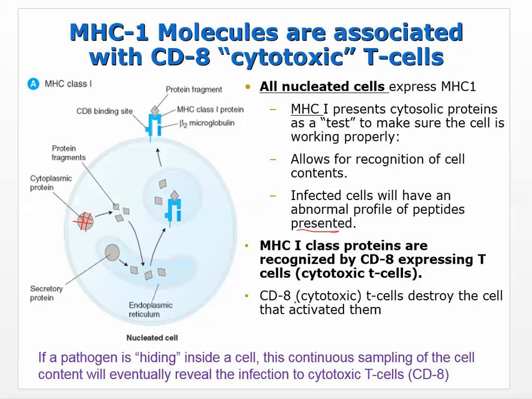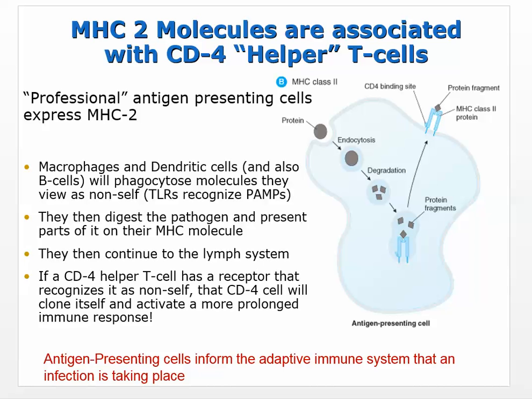CD8 cytotoxic T cells destroy the cell that activated them. Okay, so that means it's non-self. So in other words, again, if a pathogen is hiding inside a cell, this continuous sampling of the cell content will eventually reveal the infection to the cytotoxic T cells or the CD8 cells.